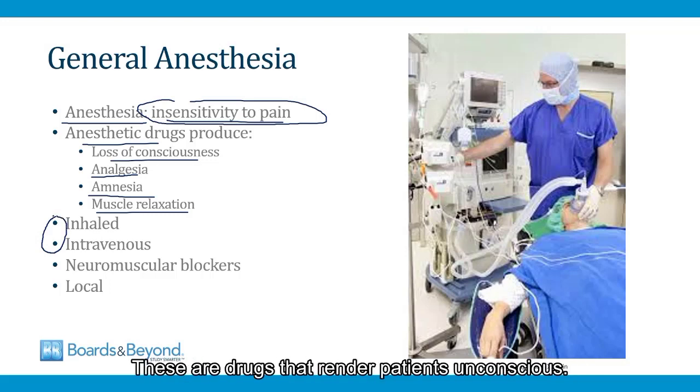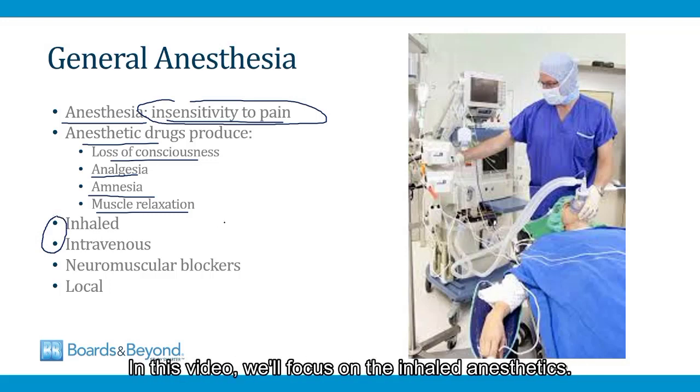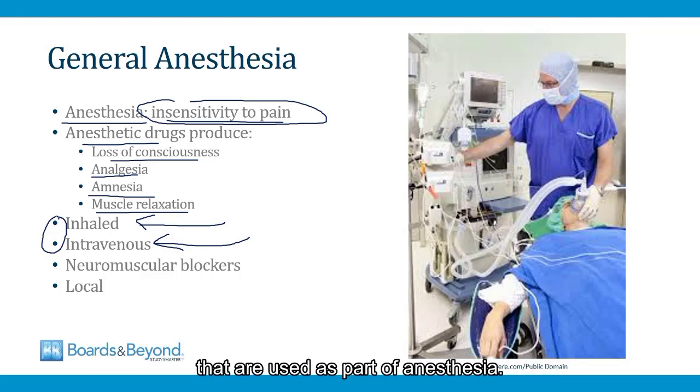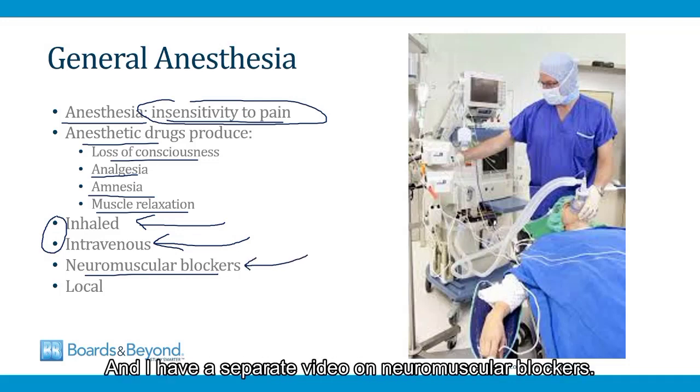These are drugs that render patients unconscious. In this video, we'll focus on the inhaled anesthetics. In another video, I talk about intravenous general anesthetics. Besides the inhaled and intravenous anesthetics, there are some other classes of drugs that are used as part of anesthesia. One big group are the neuromuscular blockers. These are used to paralyze patients during surgical operations, and I have a separate video on neuromuscular blockers.